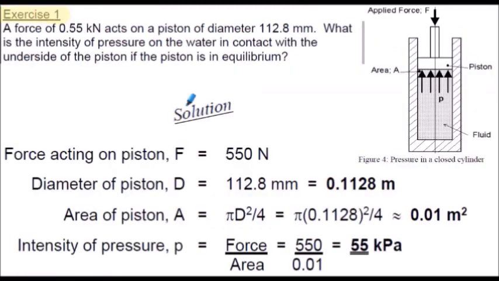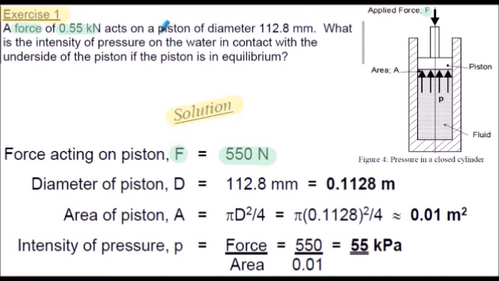Exercise 1, here's the solution. Extracting information from the question, we're given the force applied is 0.55 kilonewtons. That's this force F here. I've written that here as F is equal to 550 newtons, removing the kilo prefix.